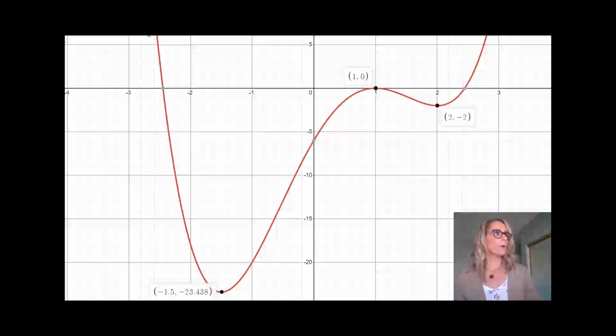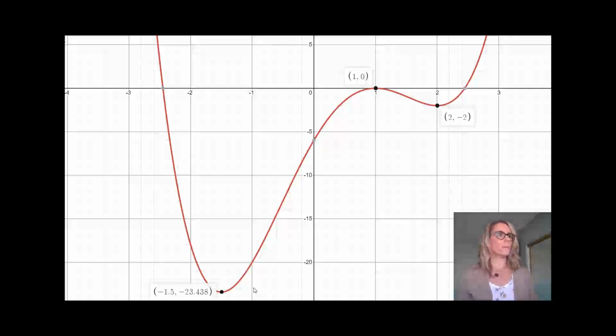So notice that from all the work we did, the function is decreasing down to that -3/2. Then it's increasing after that, and increases all the way to 1, 0. Then it decreases down to 2. Then it increases back up.